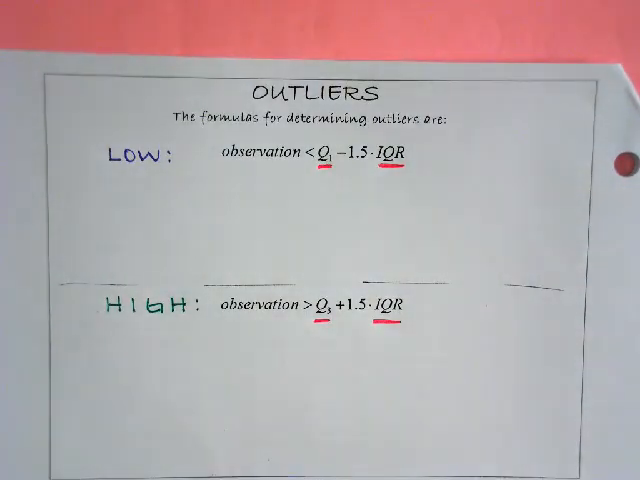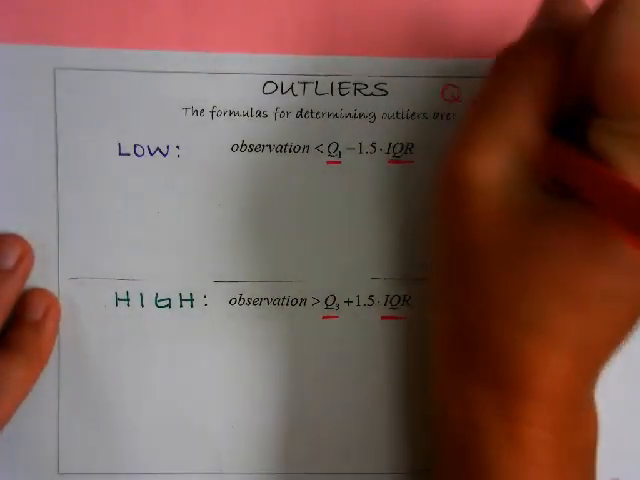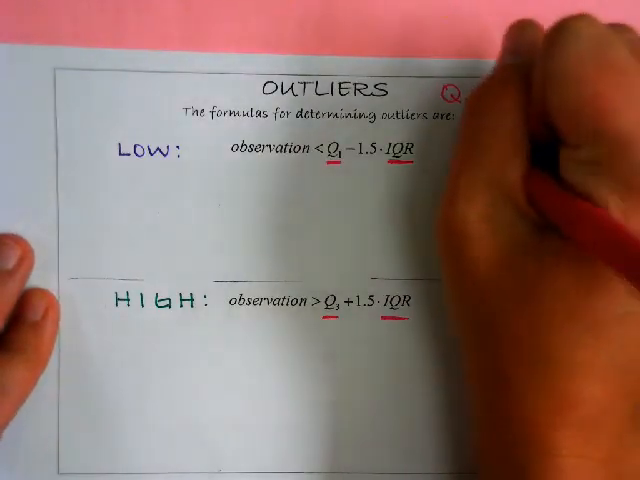Seth, because I don't have the box plot on my front, will you tell us what Q1, Q3, and then I'll do the IQR part, please?